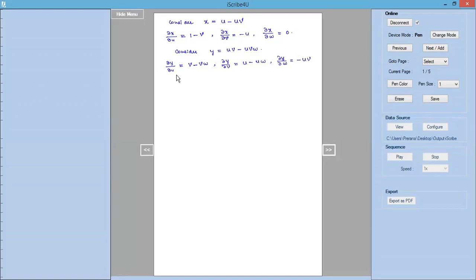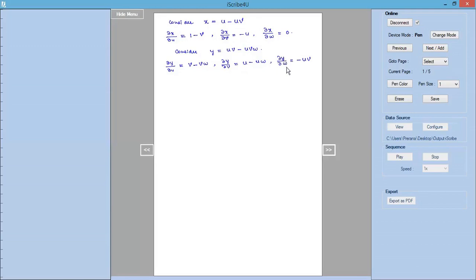Let me explain these partial derivatives to you. Y with respect to u: when I differentiate, v is a constant, writing down v as it is, into 1, since differentiation of u with respect to u is 1. Minus vw is a constant, writing down vw as it is, and differentiation of u gives you 1. So v minus vw. Similarly, dou y by dou v: with respect to v, u is a constant, write it as it is. Differentiation of v with respect to v is 1. Minus uw is a constant, writing as it is, and differentiation of v with respect to v is 1.